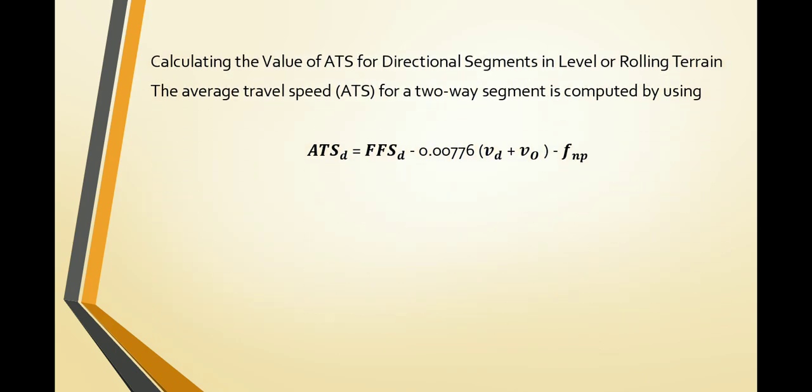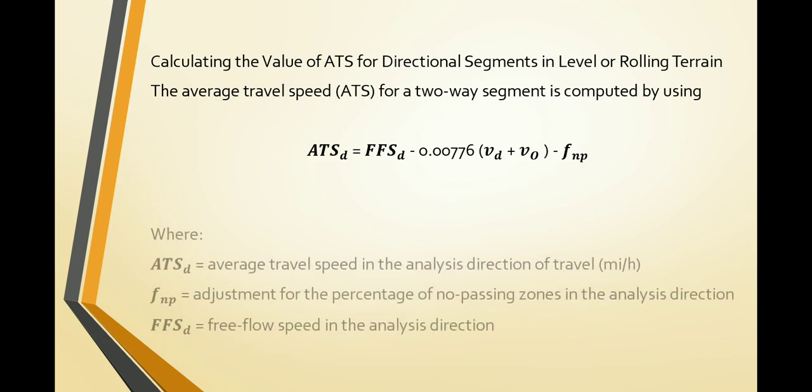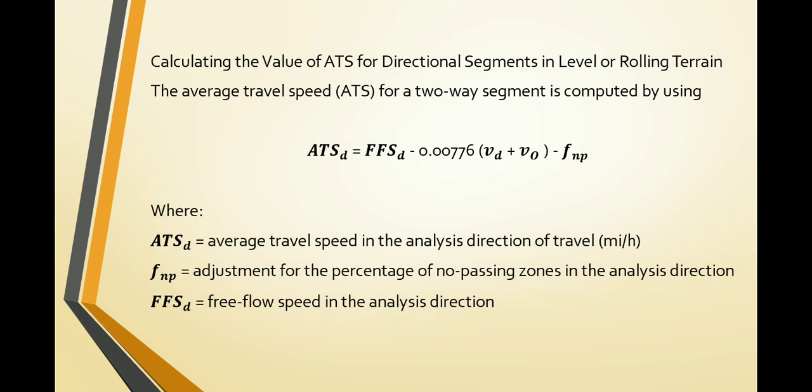Calculating the value of ATS for a directional segment in level or rolling terrain. The average travel speed for a directional segment is computed by using ATSD equals FFSD minus 0.00776 times VD plus VO, minus FNP, where ATSD is the average travel speed in the analysis direction of travel. FNP is the adjustment for the percentage of no passing zone in the analysis direction. FFSD is the free flow speed in the analysis direction.